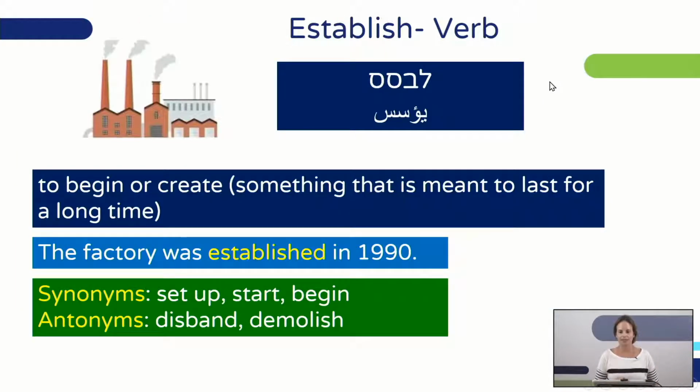Next word, establish. Establish, it's a verb, okay? לבסס. Here I have a picture of a factory. It looks like an old factory, so I chose it because it must have been established a long time ago. So it means to begin or create something that is meant to last for a long time. So my example sentence is, the factory was established in 1990.